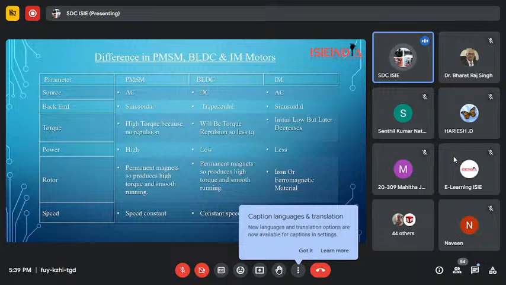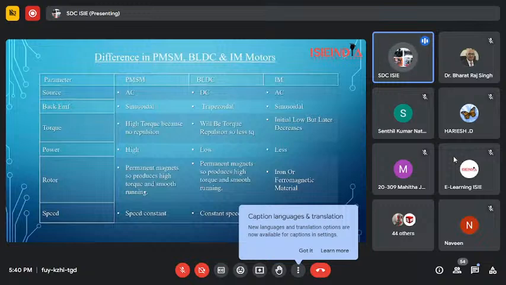In the PMSM motor, the torque is high. Torque is high because there is no repulsion; there is very low back EMF generated. Again, in the BLDC motor, the torque will be high, so the repulsion is also less, right?